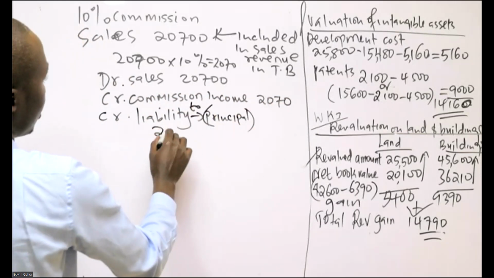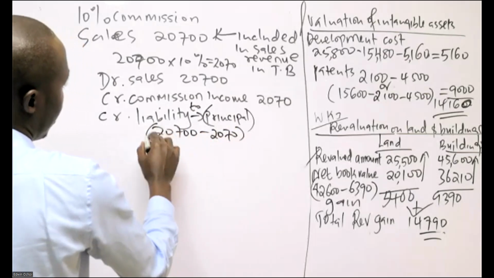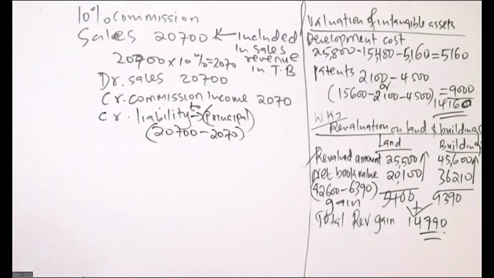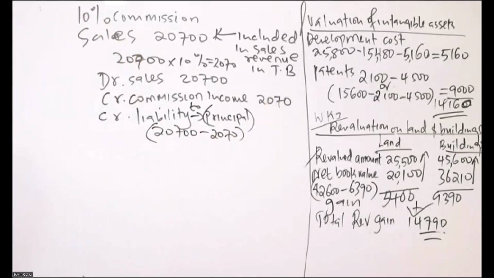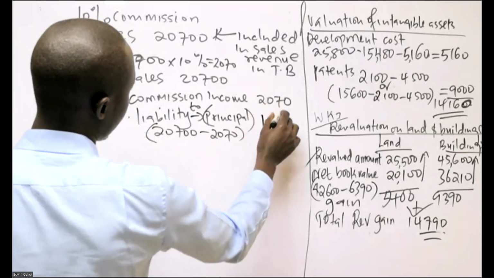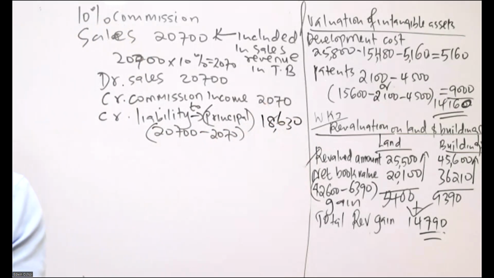So that is 2,700 minus the commission he was supposed to deduct. So the difference is 18,630. The next additional information is note 5, inventory.